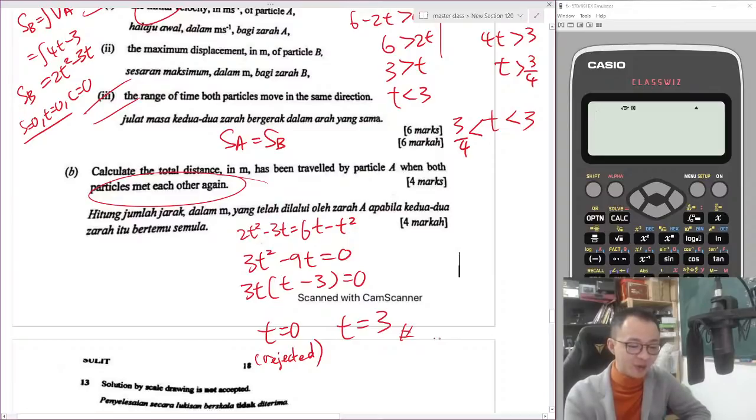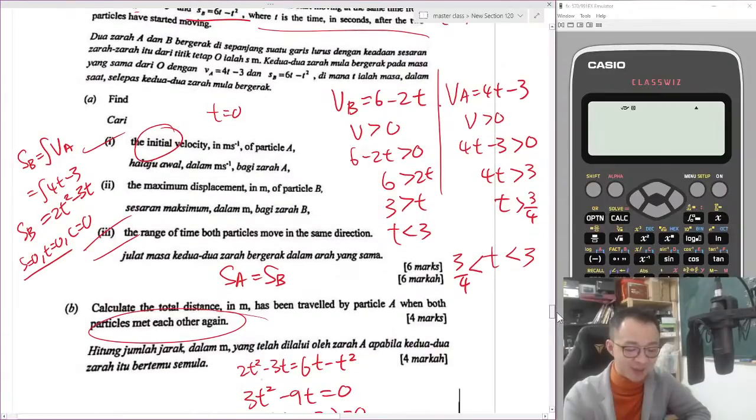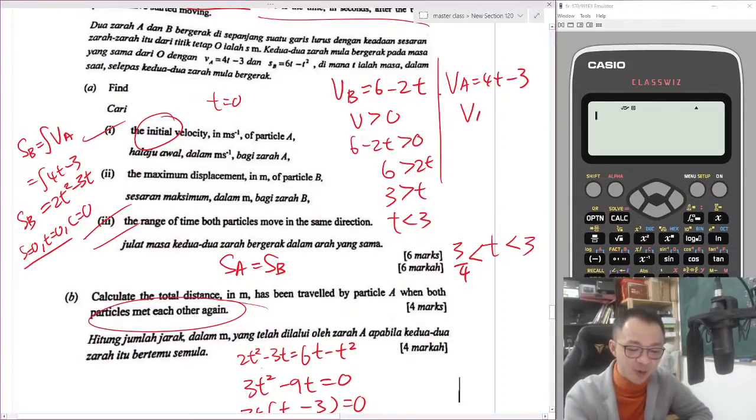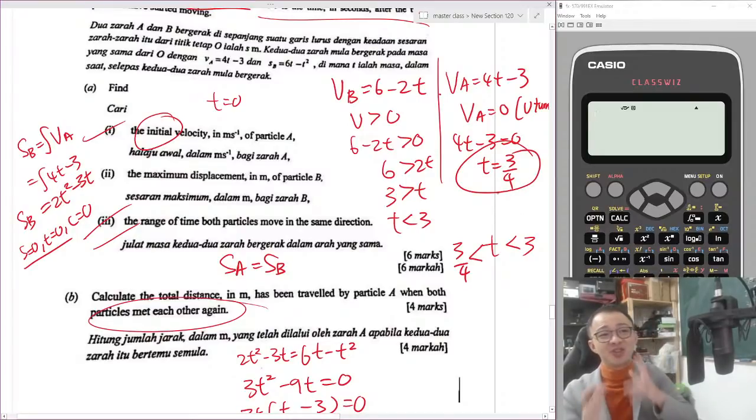Then we want to know how far particle A travels, because this is the main purpose of doing that. So within time equals 3, does particle A make a U-turn or not? I will set the velocity of A equal to 0 to check for a U-turn. So 4t minus 3 equals 0, t equals 3 over 4. This means the particle will make a U-turn at 3 over 4.